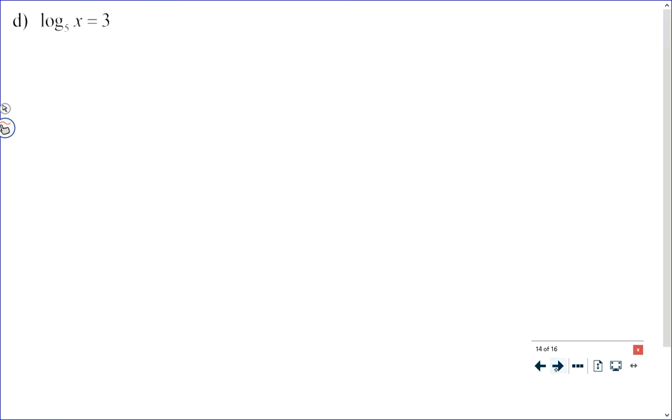Log base 5 of x equals 3. In case it hasn't dawned on you, and that's my fault, I probably should have mentioned this a lot earlier. When you're trying to make sense of a logarithmic expression, rewrite it in exponential form. So anytime you have a logarithmic expression, if you don't understand what it means, write it in exponential form and the meaning will become clear, hopefully. Well, x is 5 to the 3. All we have to do is take our calculator and go 5 raised to the 3, which is 5 times 5 times 5, and we get 125.